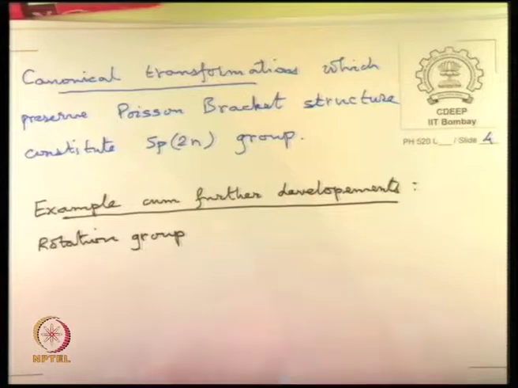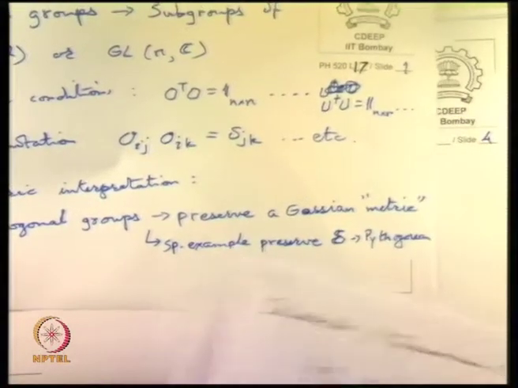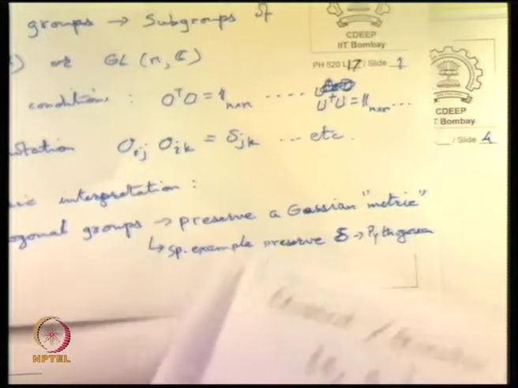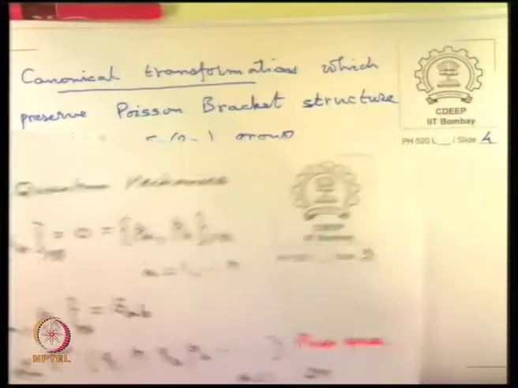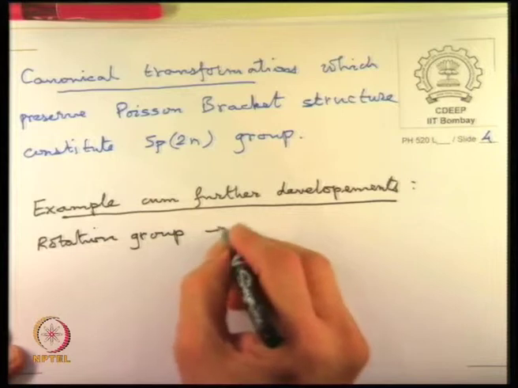The rotation group preserves the rigid length. I don't know whether I wrote it here or not. I spoke something like that. So yeah, it preserves a Gaussian metric, but specifically it preserves the Pythagorean length, the distance between points. So it rotates rigid rods into rigid rods. So it preserves rigid bodies.